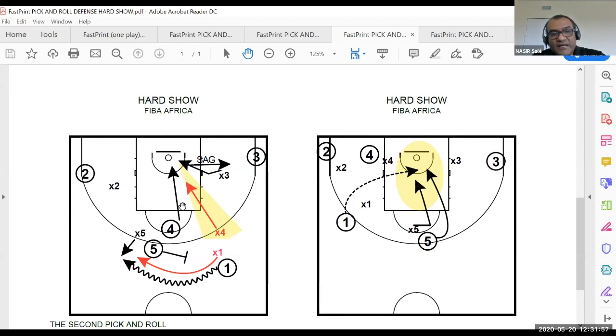X4 goes to the fall, and we have a similar situation, but we use a screen for the 5 and X1, and X1 comes again to the over, and we have the 5 to close, to use for the help and back again.